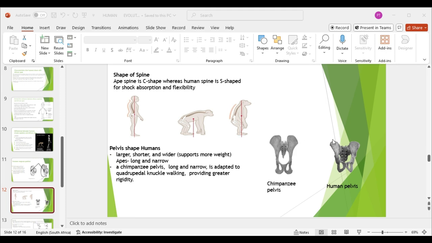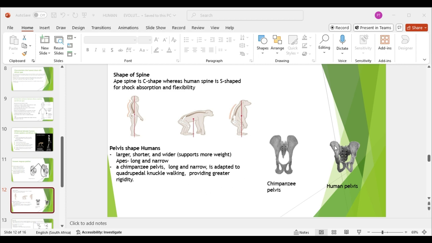Another difference is the shape of our spine. The ape has a C shape, whereas the human spine is S shaped. As you can see in this picture, this is the human, and this is the spine of the ape. Ours is more like an S shape, whereas the ape's is more like a C shape. The human spine is S shaped for shock absorption and also flexibility.